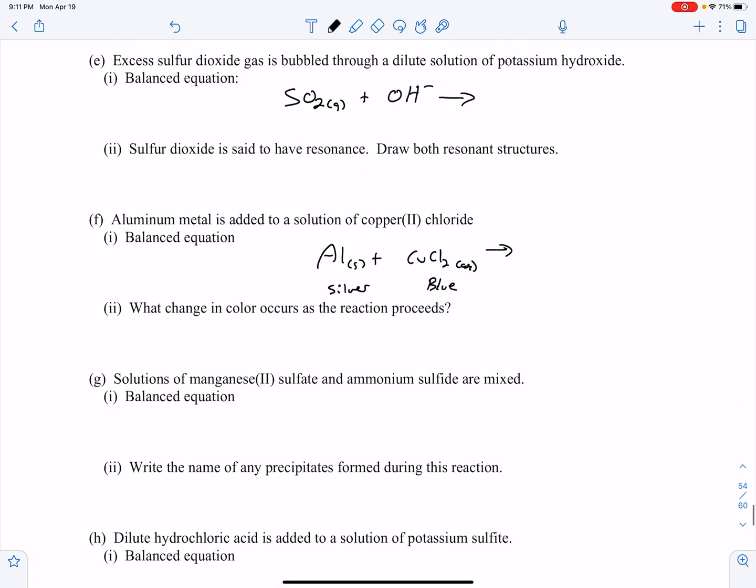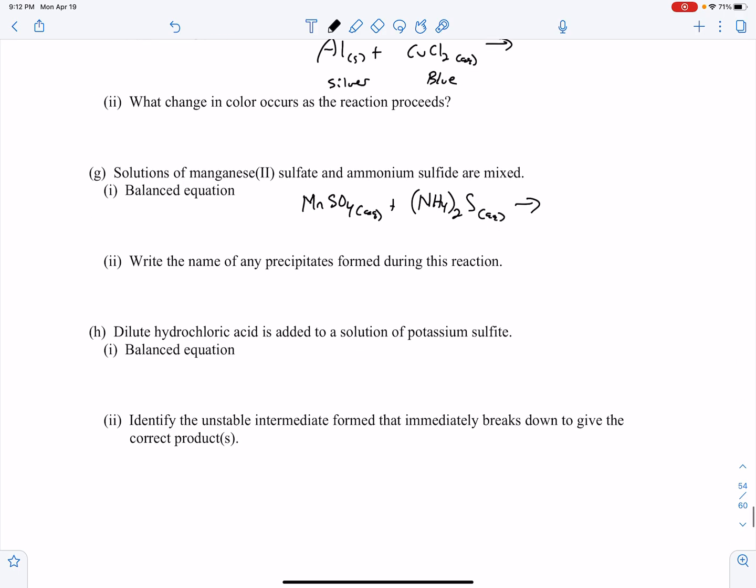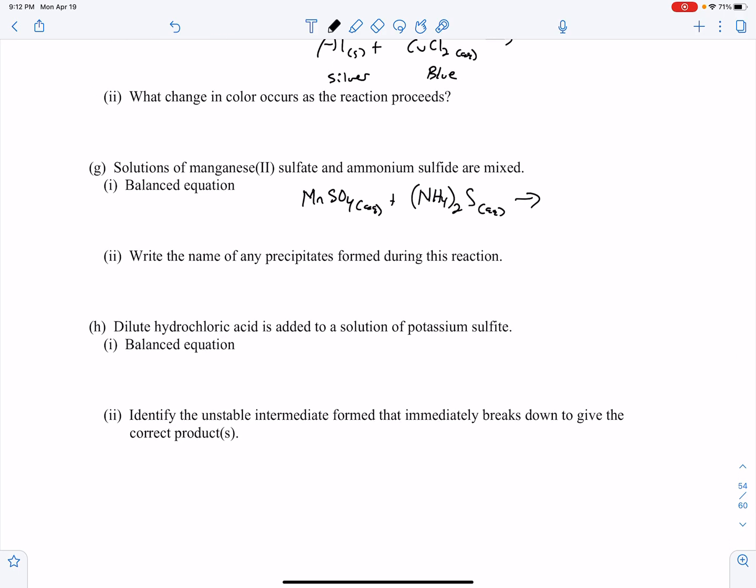Solution of manganese sulfate. So MnSO4, this is aqueous, and ammonium sulfide, (NH4)2S, again, also aqueous. This double replacement reaction should give you a single precipitate as your product. All right, single precipitate as your product. And again, identify that precipitate in solution.